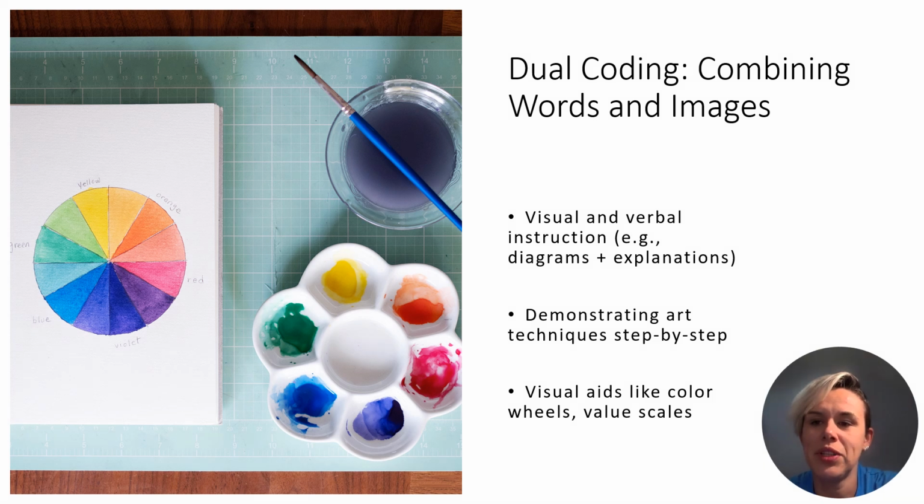Dual coding, which involves using both visual and verbal information, is highly relevant to teaching art. In my lessons, I combine images and diagrams with verbal explanations when teaching techniques like shading and proportions. For example, I use color wheels and value scales to help students visualize and understand the concepts we were discussing.